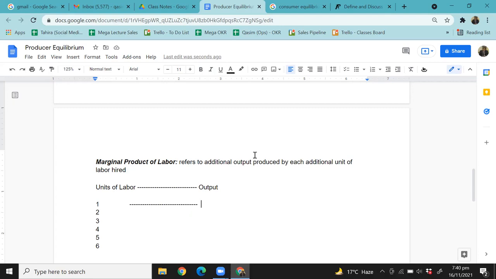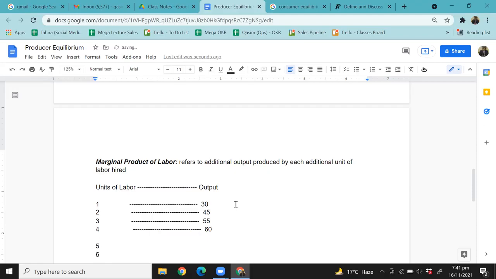Okay, now when you hire the first guy, let's say he produces 30 footballs on his own, right? So the total output for the company when you hired the first guy was 30 footballs. Then when you hired the second guy, the total output increased from 30 to 45. When you hired the third guy, the total output increased from 45 to 55. When you hired the fourth guy, it increased from 55 to 60.